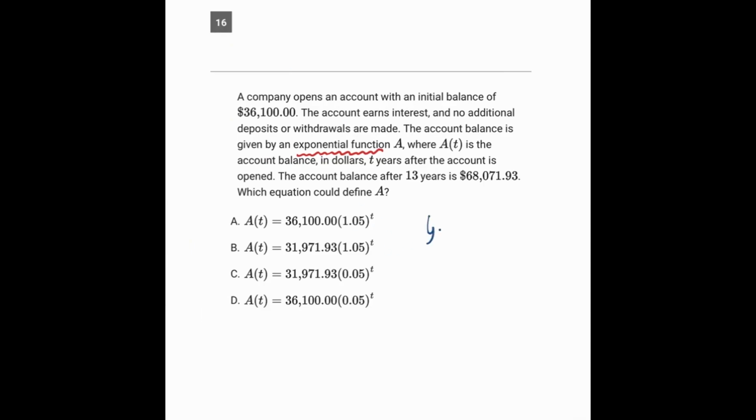But we know also that the starting amount is the 36,100. So we can put that in as our A. Now, what we're calling X, the question is calling T, which is the number of years, by the way. And so we've already gotten rid of 2 answer choices here, by the way. Now, we could plug in X is 13 when Y is this big number here, and that will get us the answer. But there's also a little common sense that can help us choose between A and D.